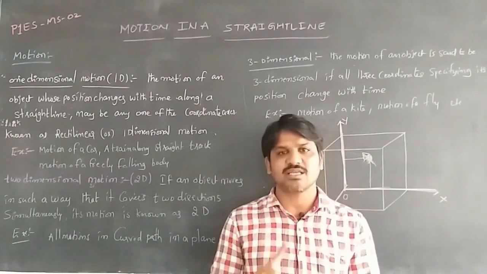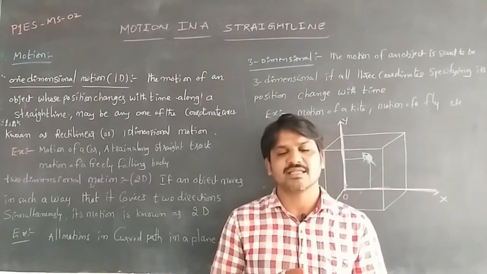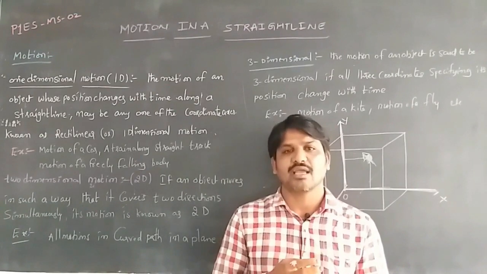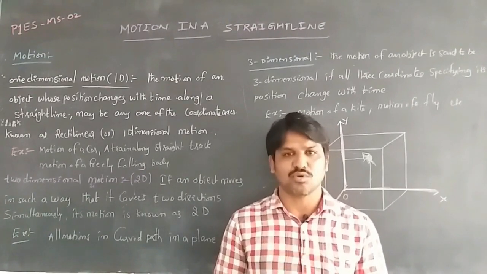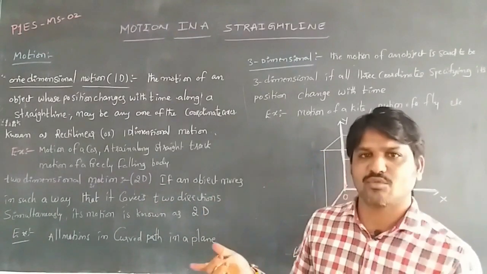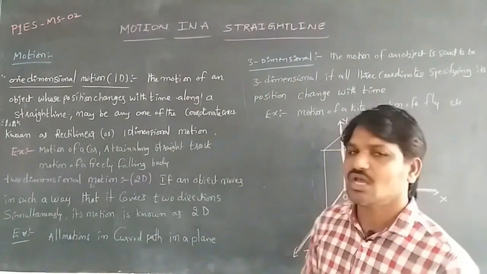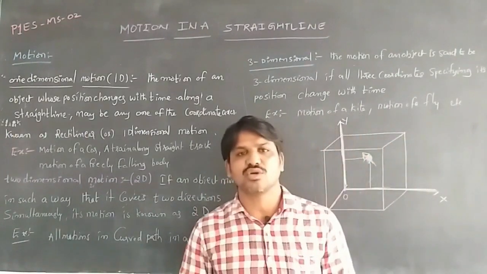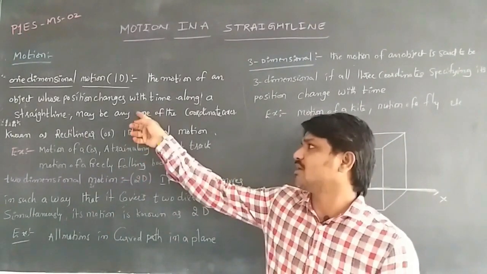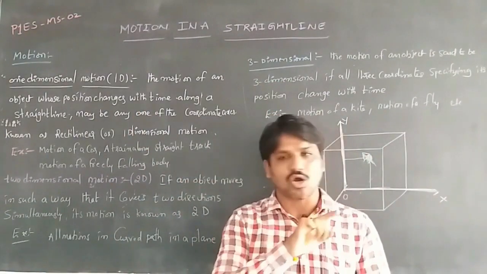If we can specify the position of an object using three coordinate axes, then the body will be in three-dimensional motion. These are the three types of motion of a body: one-dimensional, two-dimensional, and three-dimensional. Now, in motion in a straight line, we are going to discuss only one-dimensional motion, that is, when a body is moving vertically or horizontally.